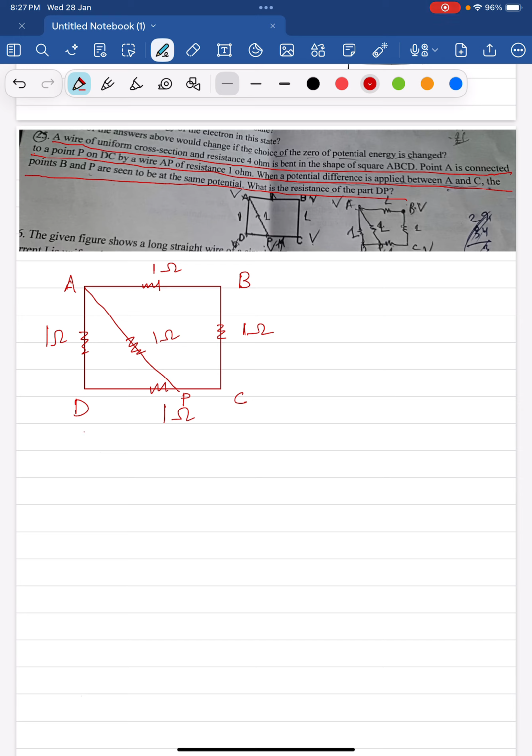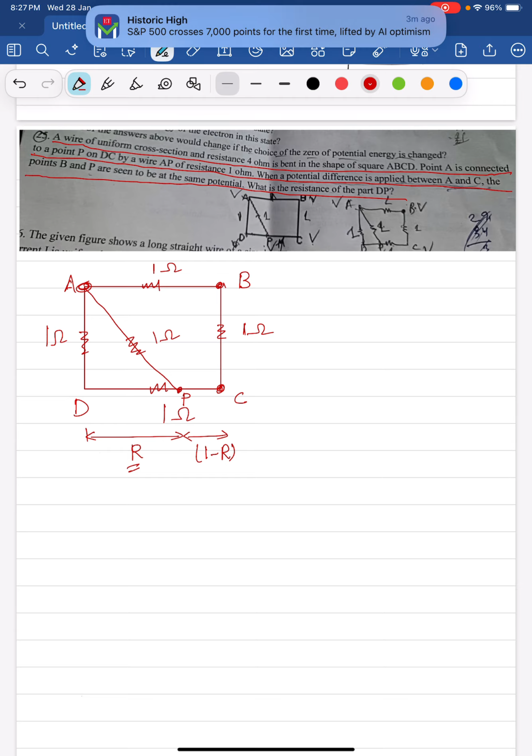Let us suppose resistance of DP wire is R. Then resistance of remaining PC wire will be 1 minus R, because resistance of DC wire is 1 ohm, and if the resistance of the segment DP is R, then resistance of remaining segment PC will be 1 minus R. In this given question, when a potential difference is applied between A and C, the point B and the point P are seen to be the same potential.